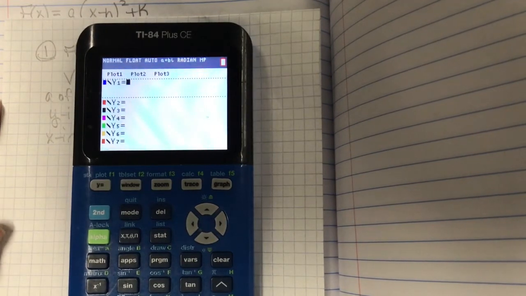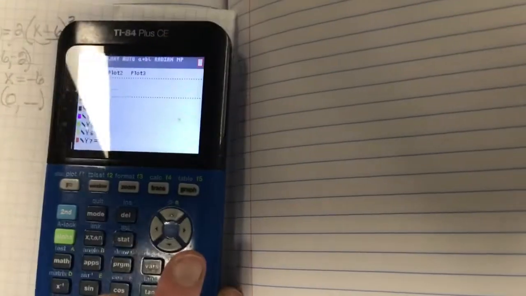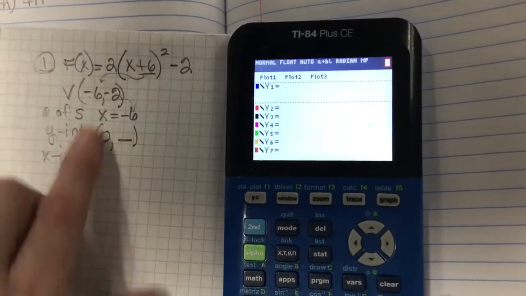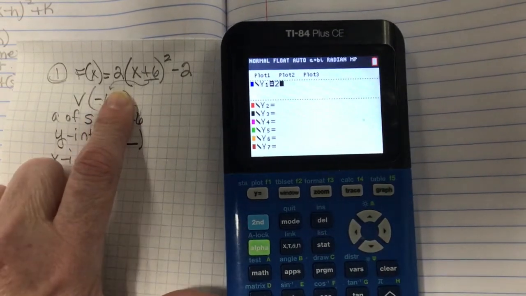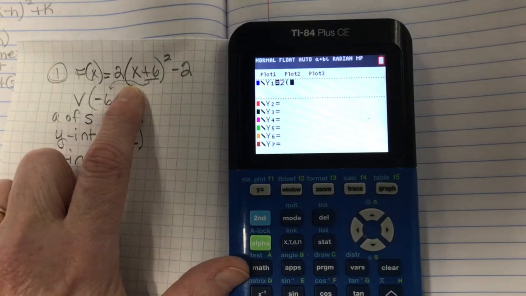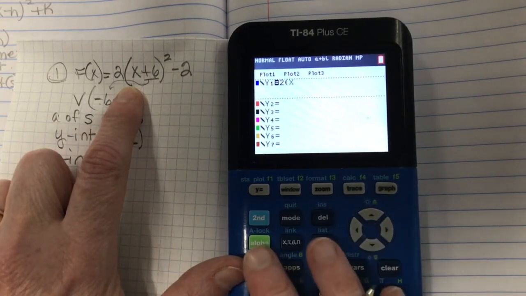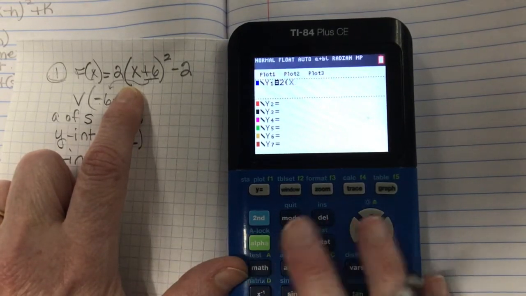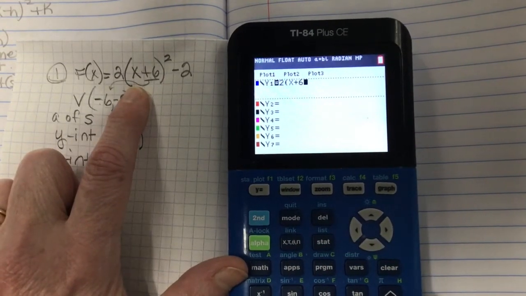Okay, y equals, no plots turned on, and we want to type it. So I'm going to type 2. Let's see if I can get everything on the screen. Here we go. 2. Now, do you know where your parentheses are? I think we've used them. They're above the 8 and 9. So you've got open parentheses, x plus 6. X, remember, is next to your alpha. You don't want to use your alphabet. You just want to use alpha x, which is just x. And then plus 6. Close your parentheses.